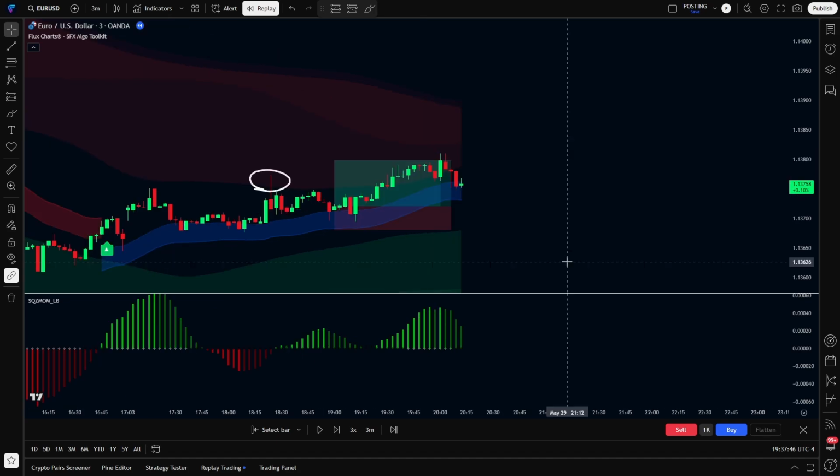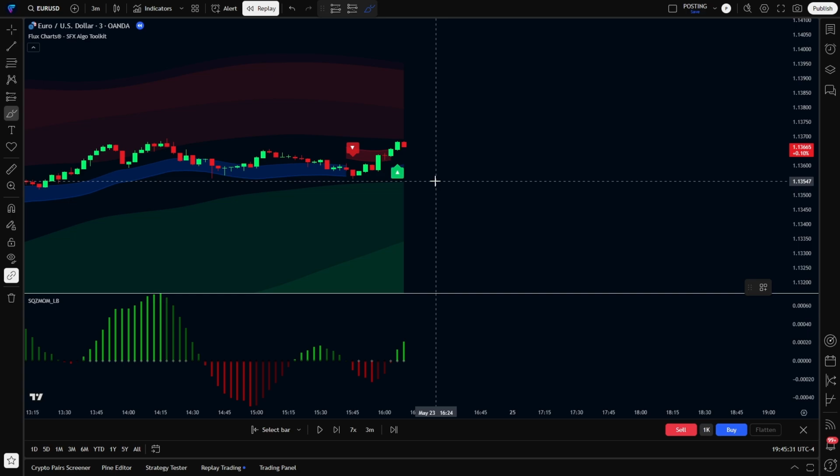And as you can see, this trade did end up hitting the take profit. Now I'll show you one more long trade example. All right, here we have our second long trade example. We get a bullish signal from the SFX algo.